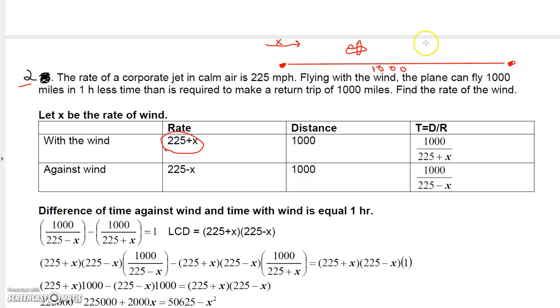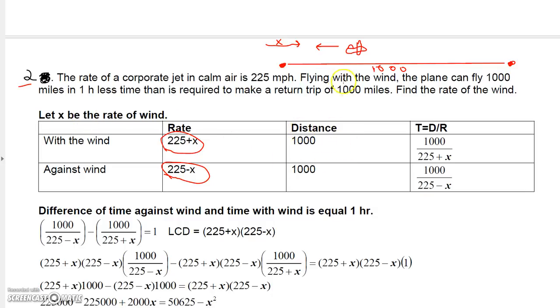Now, when the plane turns around and starts going the other way, the wind's going to be pushing against it. So therefore, it's going to be taking away from the rate of the jet in calm air. It's going to slow the plane down by whatever the rate of the wind is. So when it flies back against the wind, it's going to go at a rate of 225 minus the rate of the wind. And by the way, x is the rate of the wind.